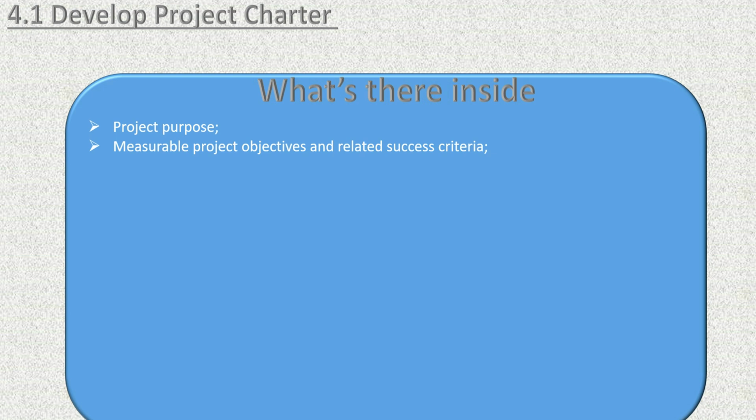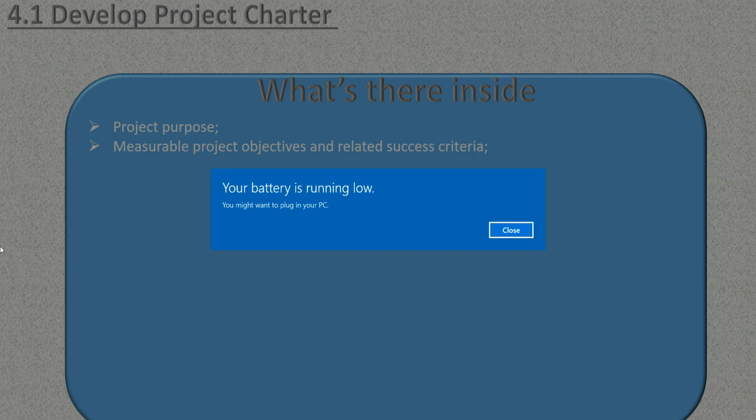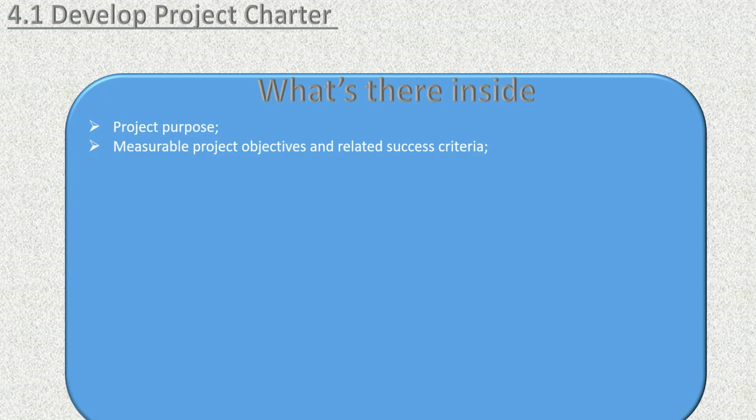That means if this project achieves this much outcome, that will be successful. If this project ultimately achieves completing this building in this many days, suppose, we will say that this project is successful. So you have to mention this success criteria very objectively in the charter.